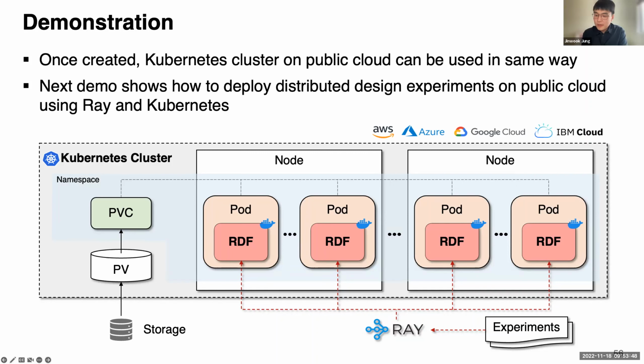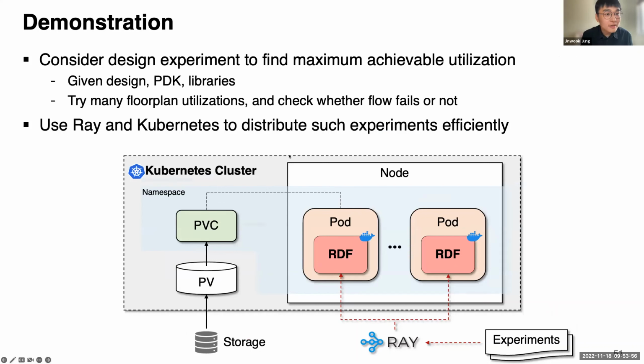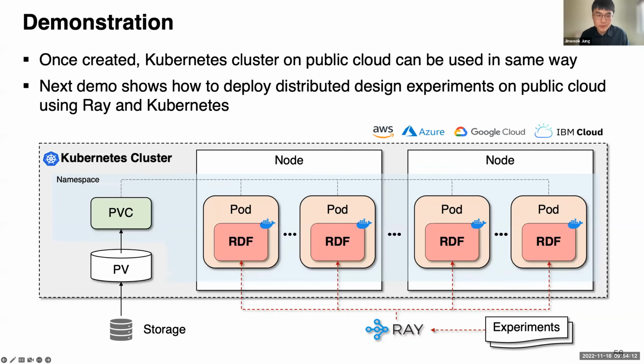Okay, so one thing we can do is, although I just showed you the maximum utilization example, in our example we just try multiple utilizations and try to find the achievable utilization, which is a simple example. But we can also do some flow tuning kind of experiment: given a flow and a design within a given constraint, we can try to find the optimal flow parameters, like the optimal global placement density, or the optimal routing resource adjustment, or all the different flow parameters. We can try to tune such flow parameters using this kind of distributed scalable environment. That could be one interesting direction.